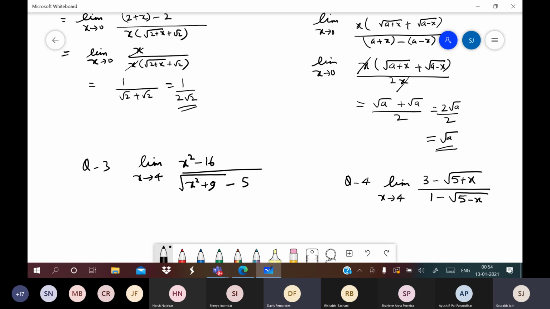So 10. Third question, 10. Yeah, that's correct. Good. Solve the fourth one then. Others keep on doing the third question.